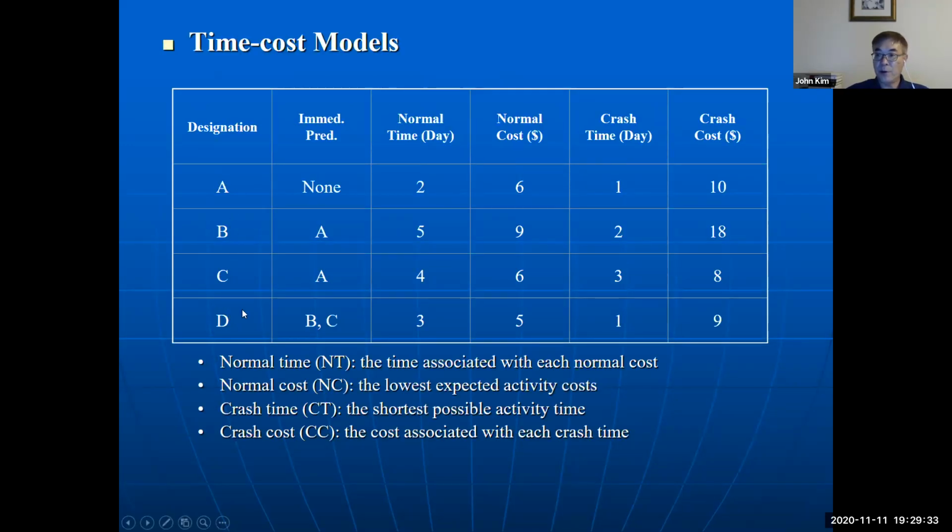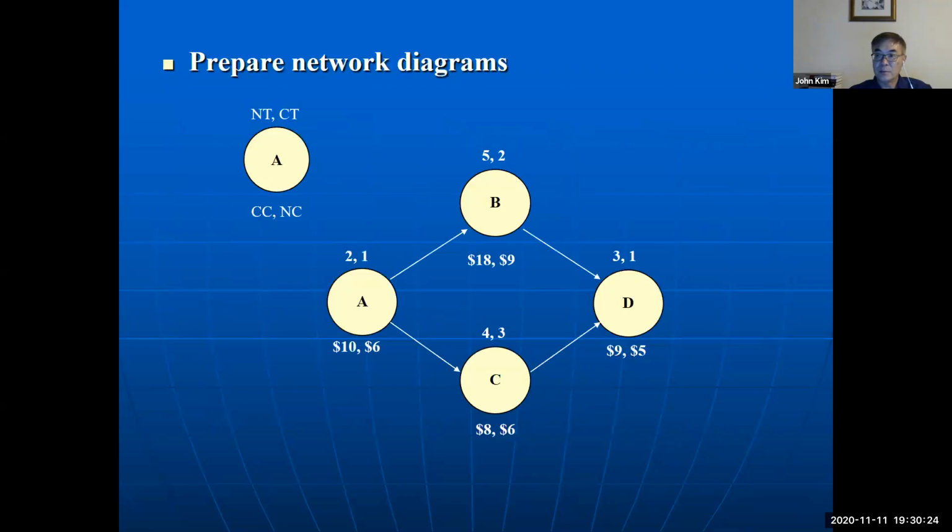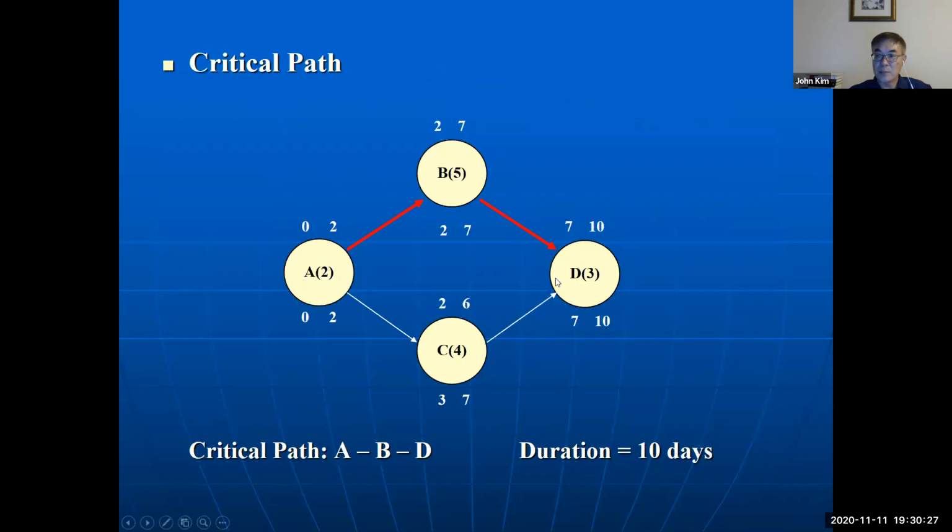Example: A, B, C, D, only 4 activities, and the immediate predecessors. Here are the normal time, normal cost, crash time and crash cost. Using crash cost, like using more resources, for $10 more, the time is crashed by 1 day. For $18 more, activity B can be shortened by 2 days, and so on. Using this information, this path is the critical path.